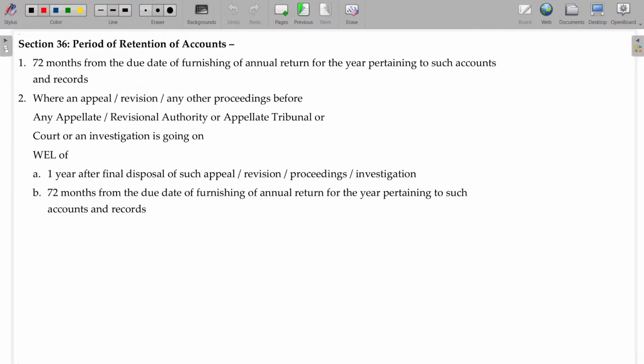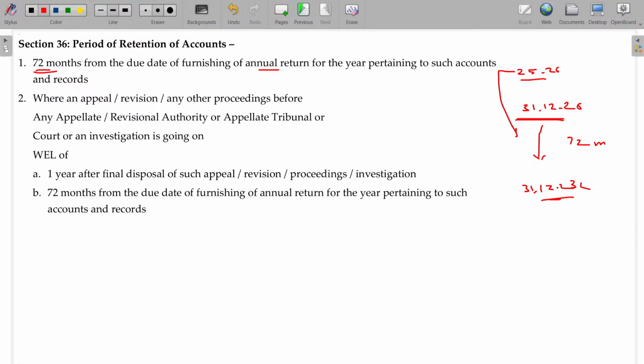Section 36 is all about how many years you have to retain these. The period is almost 72 months, 6 years, you have to maintain the documents, from the due date of furnishing the annual return. For 25-26, the due date for the annual return is 31-12-26. From there, you have to maintain 72 months, meaning 6 years. So until 31-12-32, you have to maintain the details related to this.